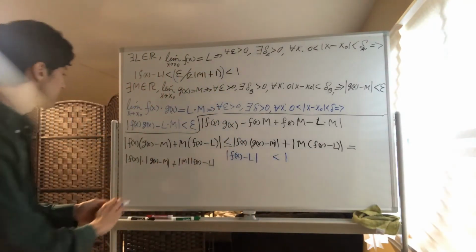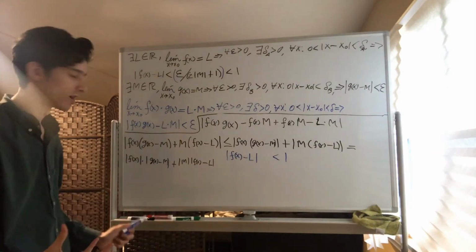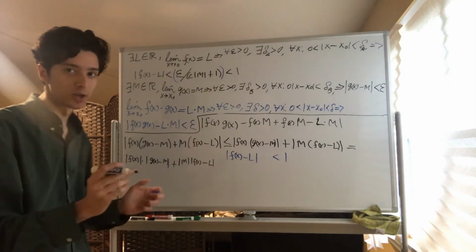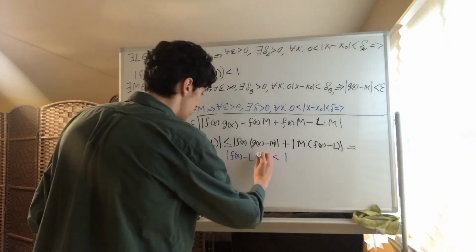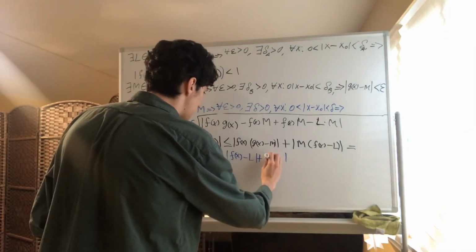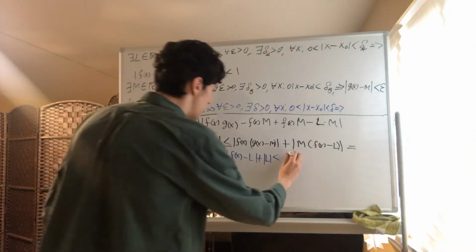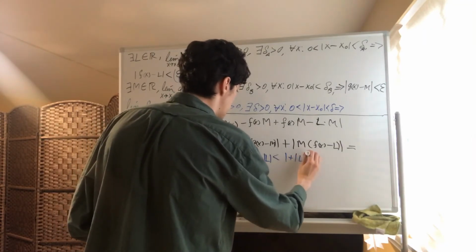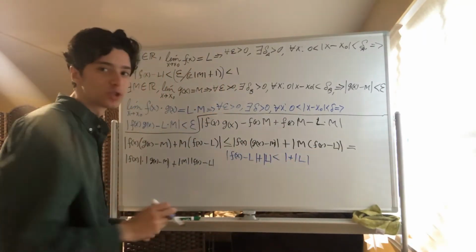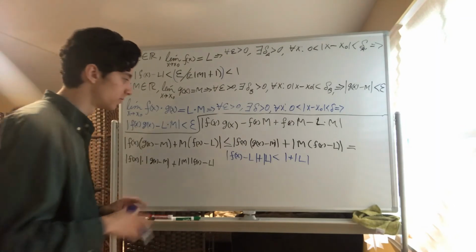And we want to get the absolute value of f of x by itself, so we can turn this into a constant. So what we can do is add the absolute value of L on both sides, and then use the triangle inequality.